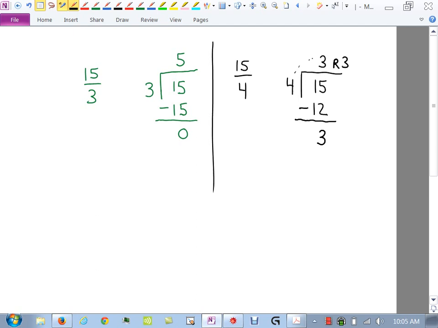Okay. Believe it or not, we're going to be doing something similar to this today. But we're not going to be using numbers. We're using polynomials. But it's the same process.